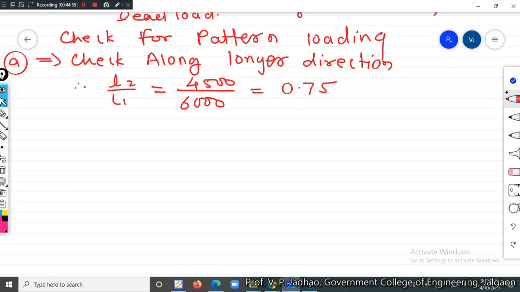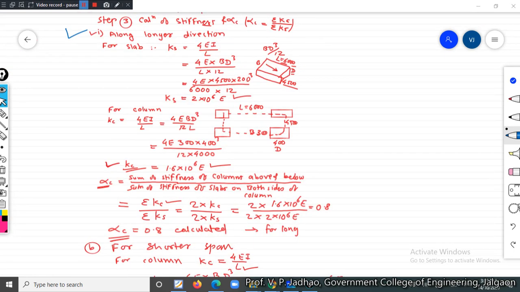This ratio L2 upon L1 comes out to be 0.75. Now we have the live load upon dead load ratio, which we have already calculated as 0.666, that is almost 0.67, which we can consider as 0.6. Just a minute.